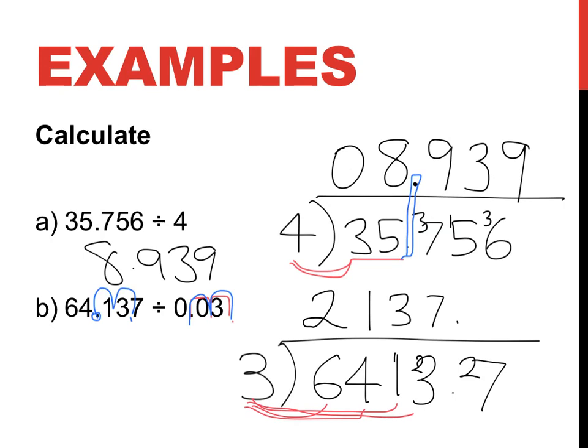How many times does 3 go into 27? 3, 6, 9, 12, 15, 18, 21, 24, 27. That's 9 times. So the point there was you can divide a decimal by another decimal, but before you do it, you first have to convert the divisor into a whole number. And what you do to one, you have to do the same to the other. And that's it, guys. That's computation with decimals.